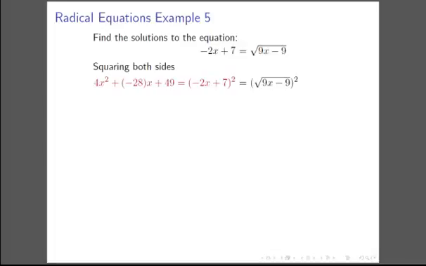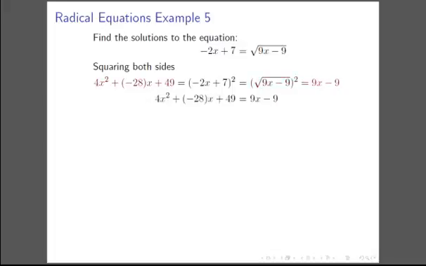The right-hand side is much easier, because if we square the square root of something, we just get what's inside. In particular, the square root of 9x minus 9 all squared is simply 9x minus 9. The benefit of squaring both sides is that now we have an equation with no square root involved.